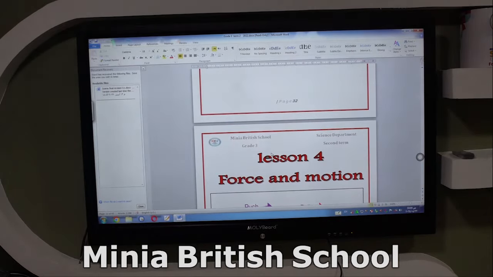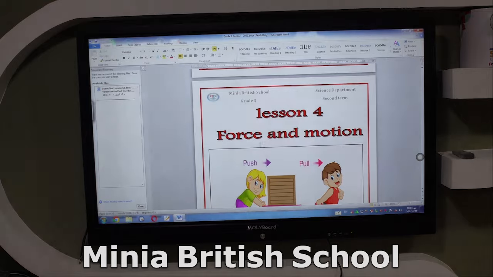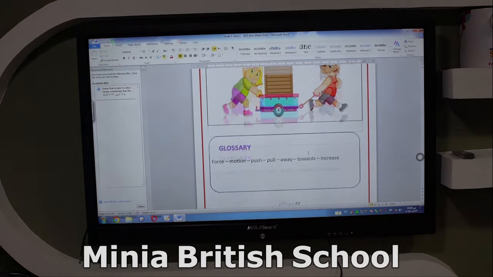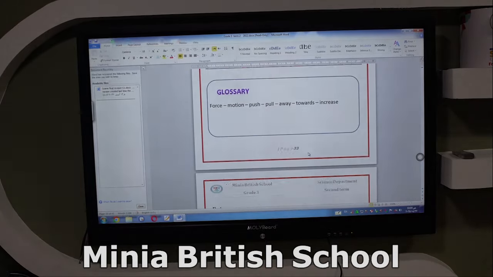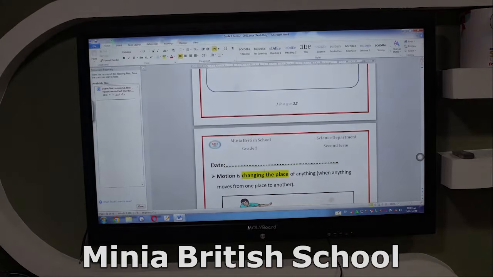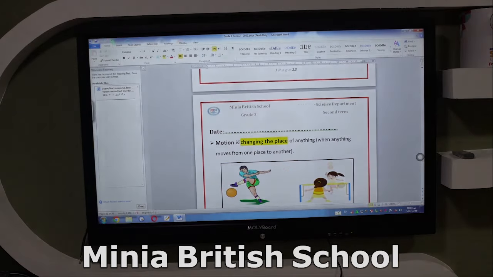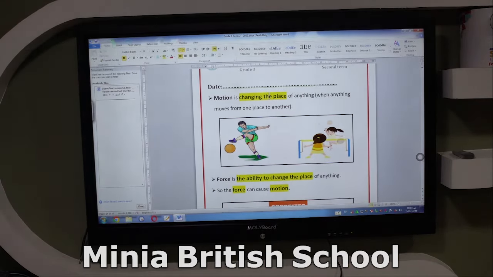Finally, the last lesson. It's called force and motion. In this lesson, you have to know the meaning of force and motion. But we will start with motion. What is the meaning of motion? Motion is changing the place of anything. If I change the place of anything, this means I made motion. So motion is changing the place of anything from one point to another point, like kicking this ball. This means there is motion here.